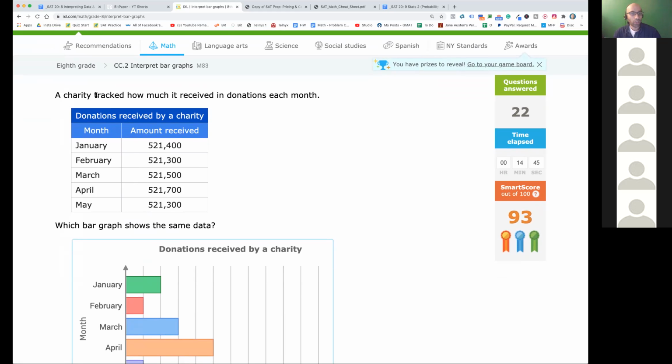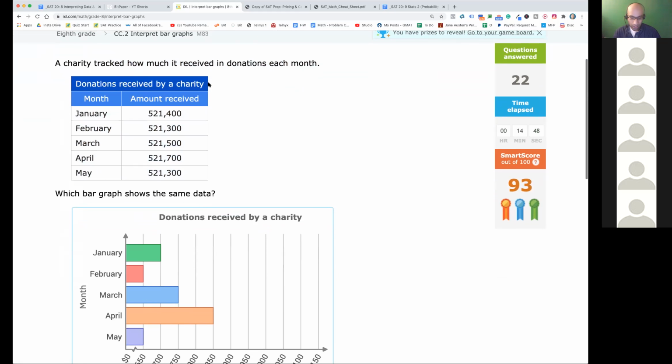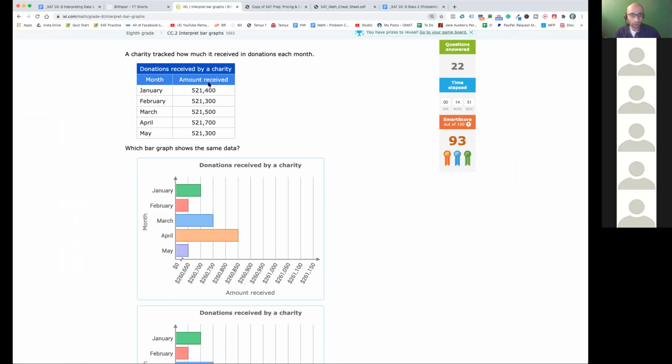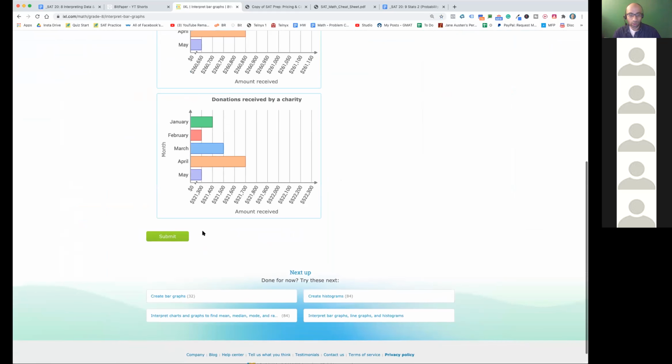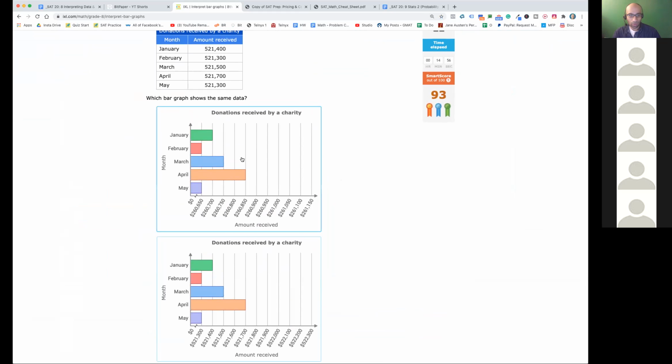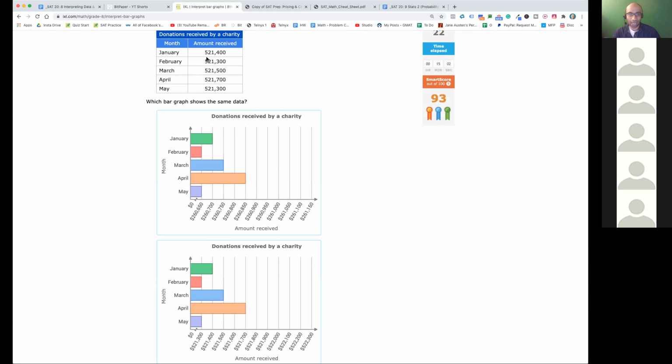Okay, so a charity tracked how much it received in donations each month. Which bars show the same data? There are only two bars, so tell me which bar it is, the first bar or the second bar. That's Jan, Feb, etc. Be careful about these numbers over here, right? You can pick any number. Jan is 500K. Here Jan is clearly around 260, and here Jan is about 521. So this ties, and that's why 2 is the answer.